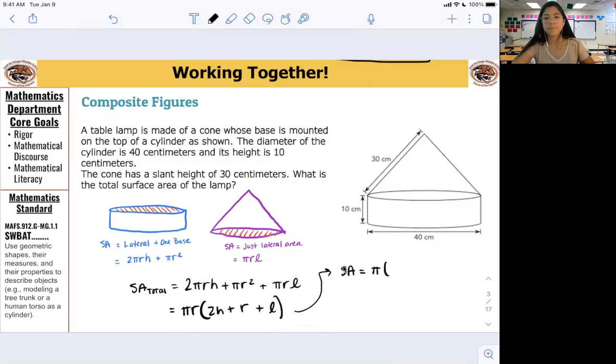What's the radius? Good, 20. Oh, my bad. What's the height? Ten. Radius, like we said, that's 20. And what's the slant height? 30. Good. All right, go ahead. Figure it out. Let's see if we get the same answer.